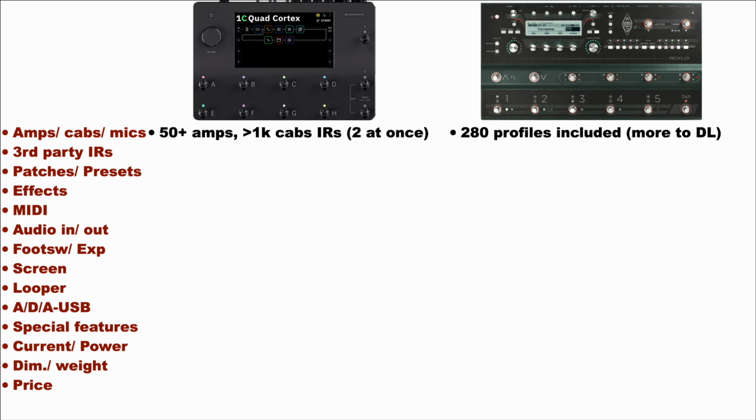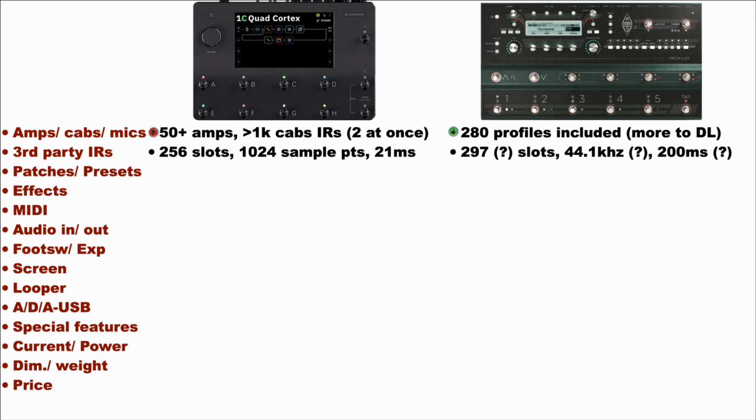First of all, we have 50 amps and more than 1000 IRs in the Quad Cortex, where you can load two mics at once. On the other hand, the Kemper offers 280 profiles and many more to download or buy. So the Kemper offers way more profiles at this point, and I would give it the thumbs up, even if for sure the Quad Cortex community will grow rapidly, and so I think the profiles for the Quad Cortex are going to grow rapidly too.